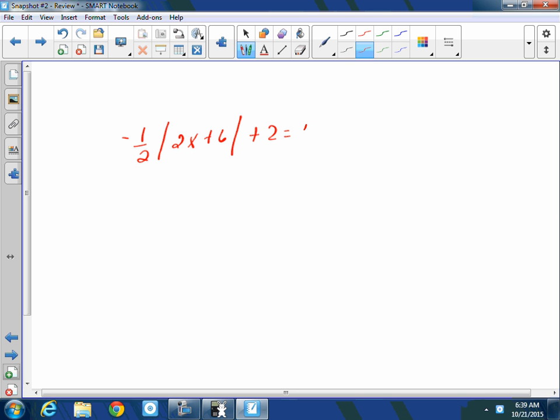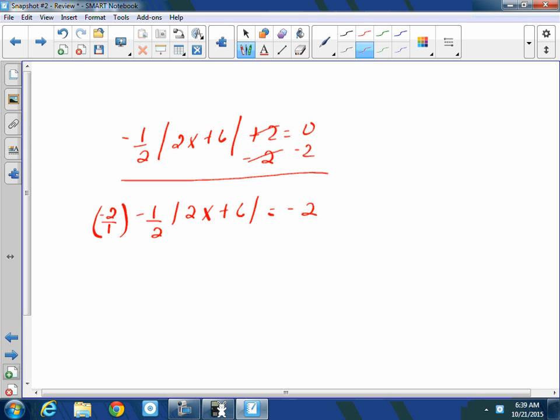Plus 2 equals 0. So my first step would be to take away 2. That gets rid of that, which means it's going to change to -1/2 times the absolute value of 2x plus 6 equals -2. The next step would be to get rid of that -1/2, so I'm going to multiply by the reciprocal. So a 1 cancels the 1. The -2 cancels the -2, so we're good to go. But if I did it over here, I'm going to have to do it over here.